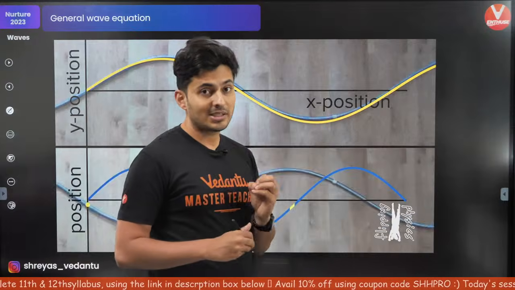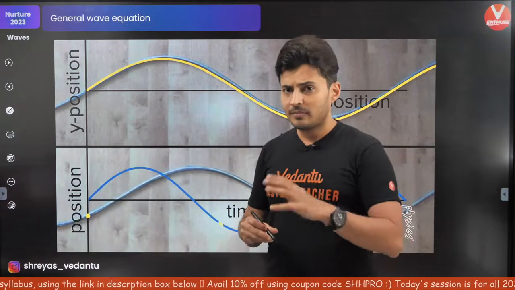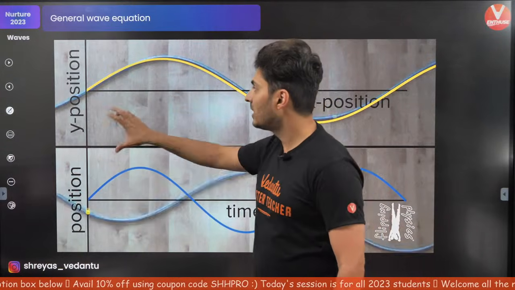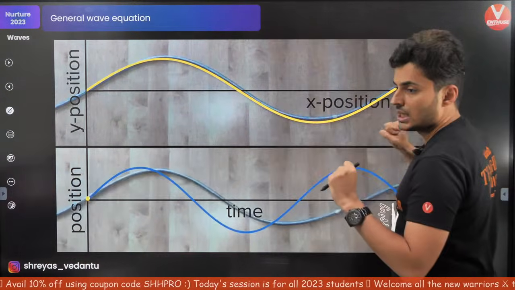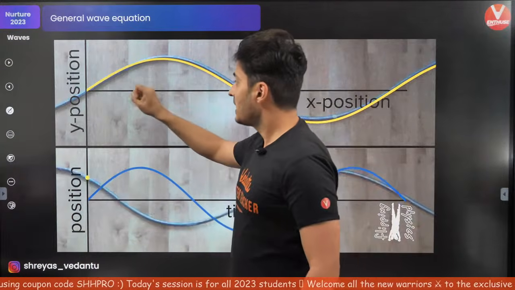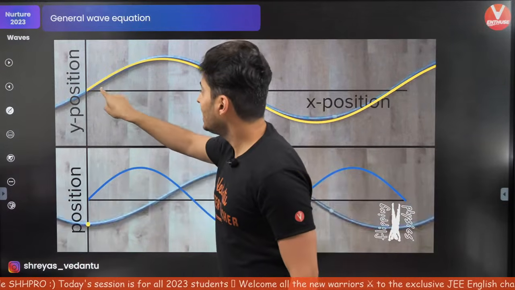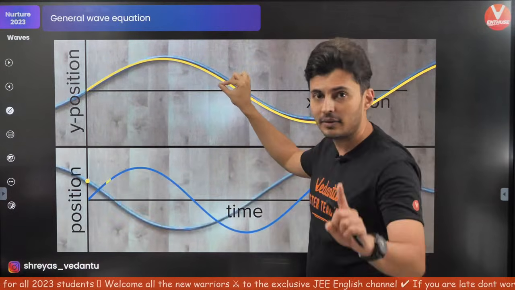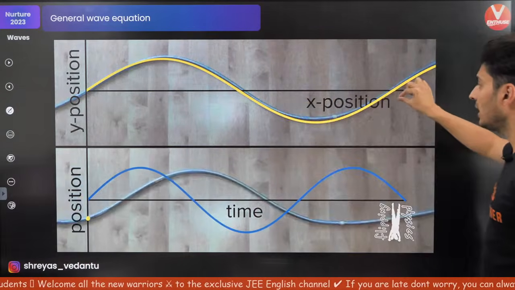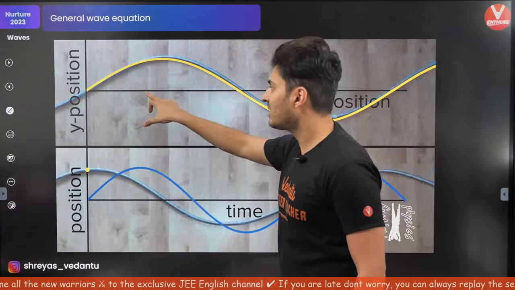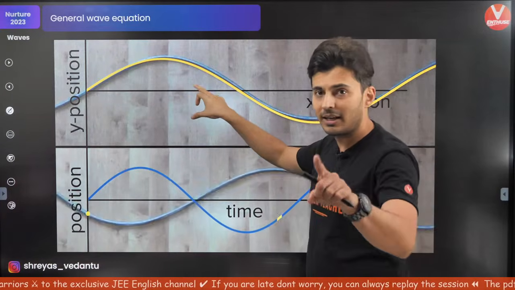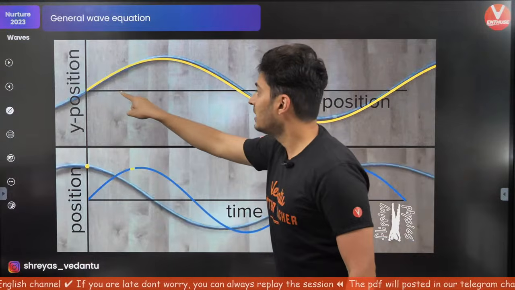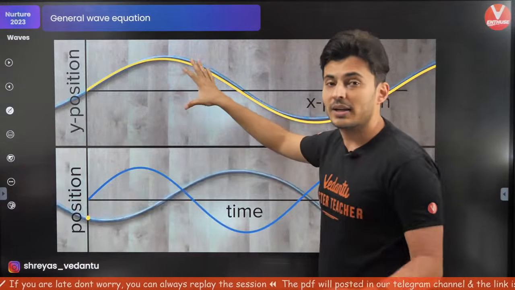Now, wave equation. See, when a wave on a string travels, look at this graph. The upper one is a photograph. Here, you can notice each point on that string has a different y coordinate. If I choose some x value, it will have some y. If I choose some other x, it will have some other y. So, the y coordinate is a function of x.